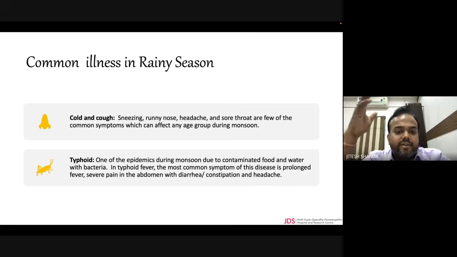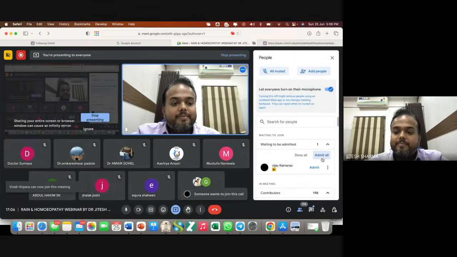Next, typhoid, one of the epidemics during monsoon, due to people eating outside food, contaminated food and water. They suffer from typhoid fever, which is the most common. Along with this, they have symptoms of diarrhea, constipation, and headache.